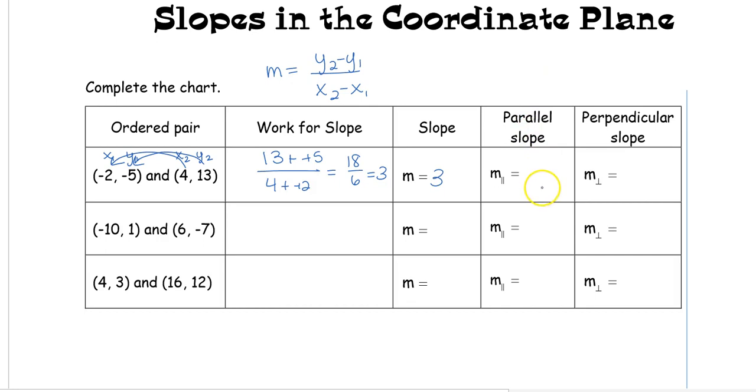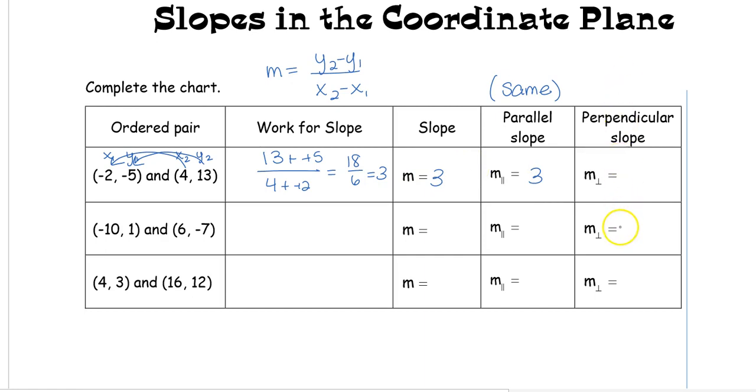Parallel lines, remember, are lines that never intersect. And the way that those parallel lines work is they move in the same direction, the same distance apart. Therefore, their slopes are going to be the same as the given slope. So if this slope is 3, then this slope is 3. They have to have the exact same slopes in order for them to be parallel.